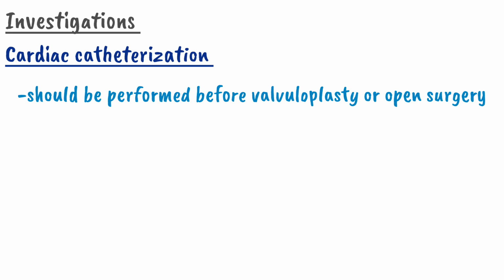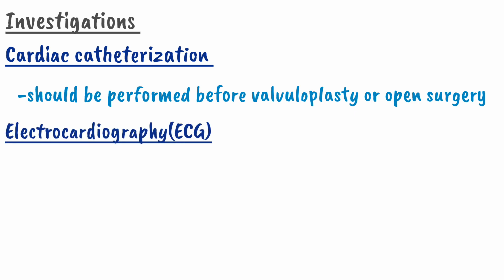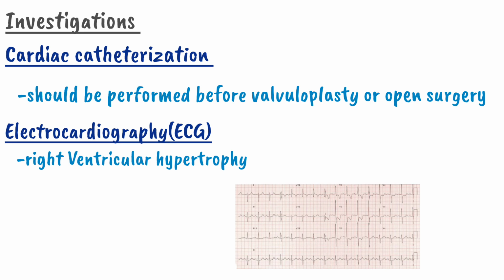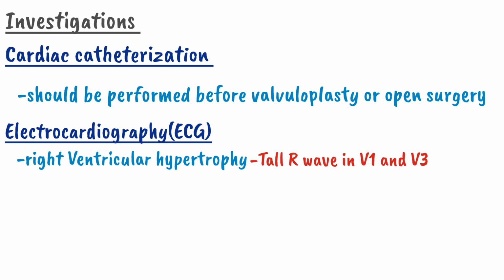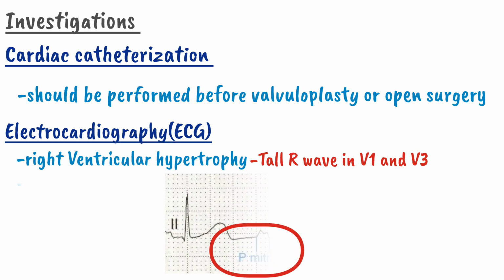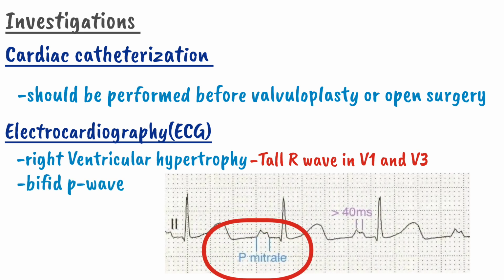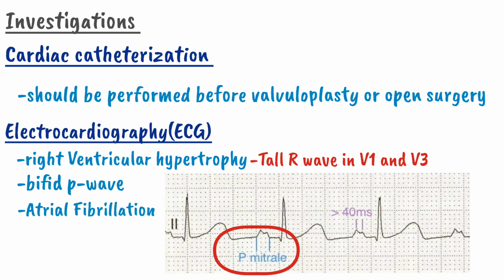Apart from this, we can also do ECG and chest X-ray. These two are not important in investigation, but they should be done if we are expecting some complication associated with mitral stenosis. ECG findings in mitral stenosis will be right ventricular hypertrophy, meaning there will be a tall R wave in leads V1 and V3. Apart from that, the patient will also have a bifid P wave, also called P mitral, and the patient can also have atrial fibrillation. But all of these changes are associated with complications of mitral stenosis.